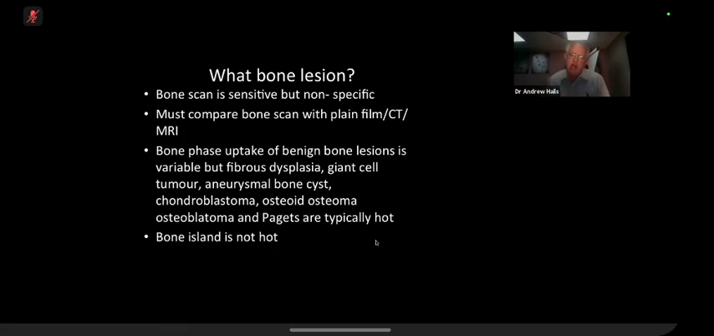There are quite a lot of benign bone diseases which have increased uptake, such as we've seen: Paget's disease, fibrous dysplasia, giant cell tumours, aneurysmal bone cysts, quite often enchondromas. So you can't look at something and say, oh, this is taking up MDP, therefore it must be something nasty. Also, you see osteoid osteoma, chondroblastoma. There's quite a lot of things which are typically hot, but a bone island is not hot. So if you see a little area of sclerosis in the bone and you do a bone scan and it's not hot, that's a very good indication that it's a bone island.